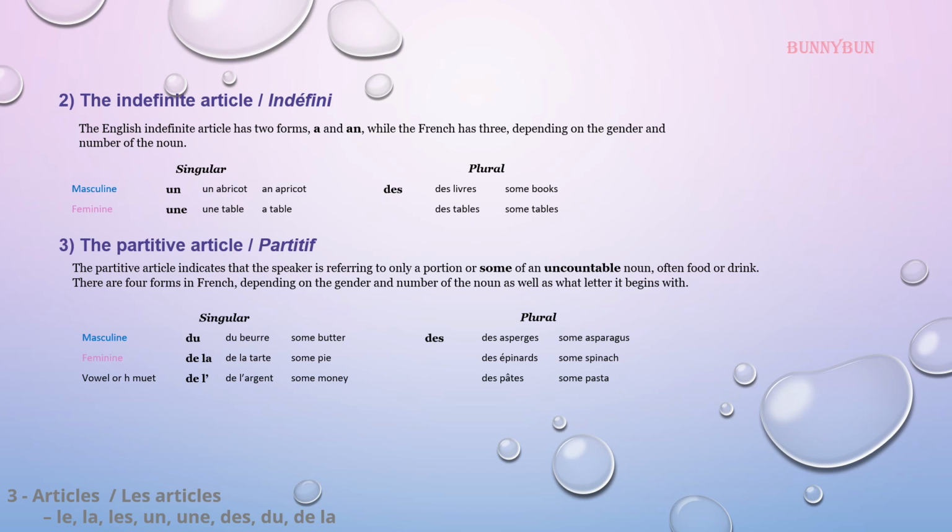The partitive article indicates that the speaker is referring to only a portion or some of an uncountable noun, often food or drink. Singular, du, de la, de l'.